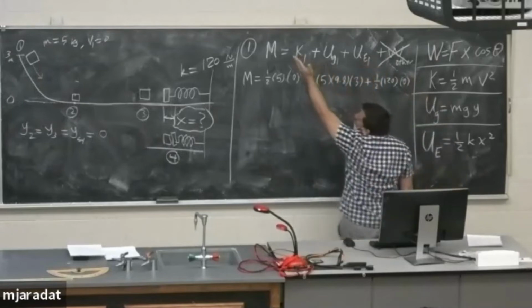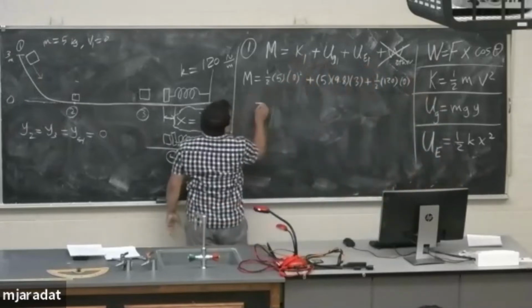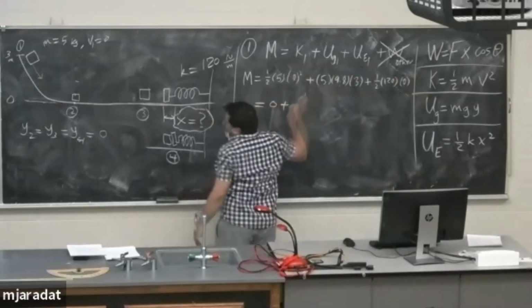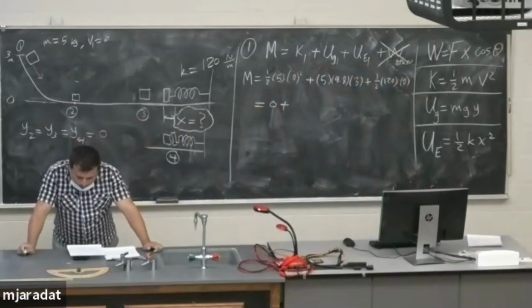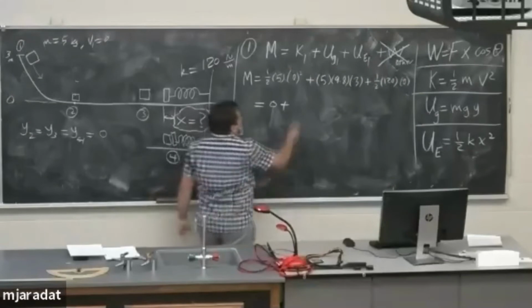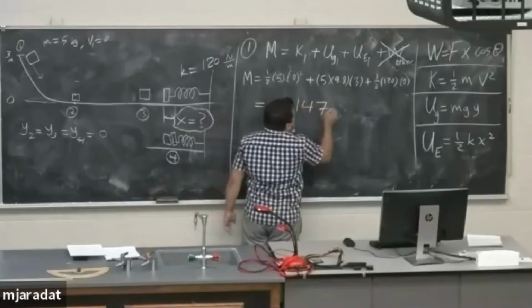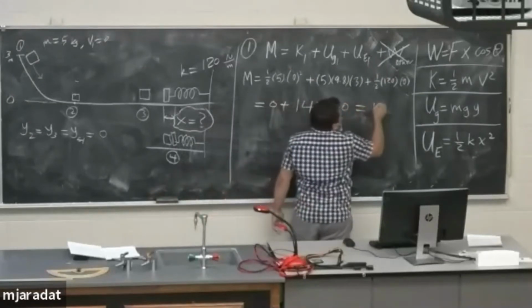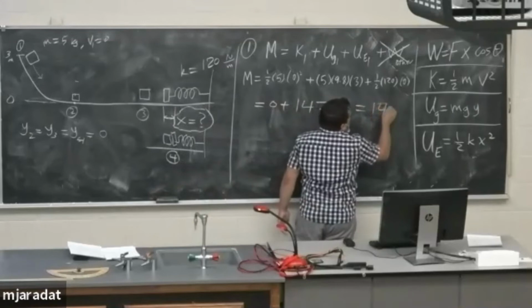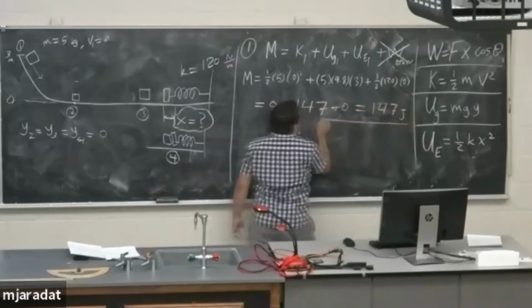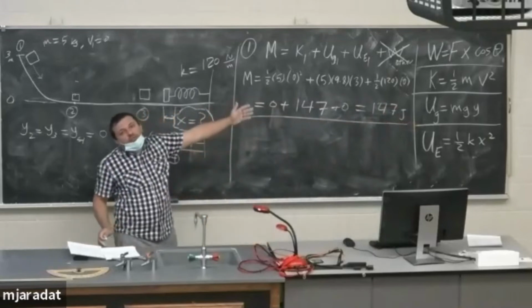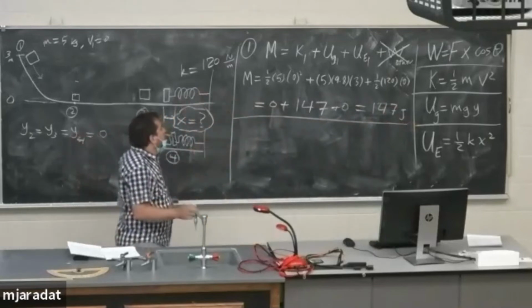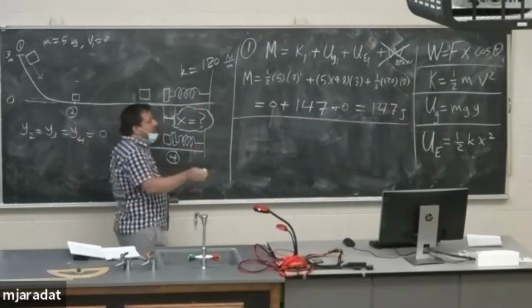The kinetic energy is 0. The mechanical energy will be equal to 0 plus this thing, which is equal to 147, which is a good number, plus 0. So the mechanical energy now is 147. It's always the same. We need to move this to the second point.